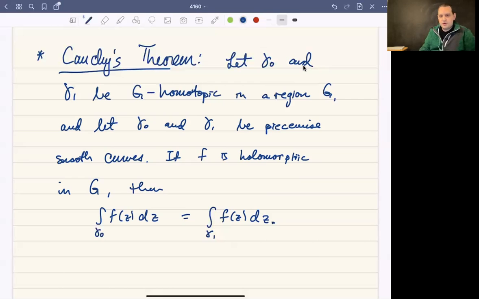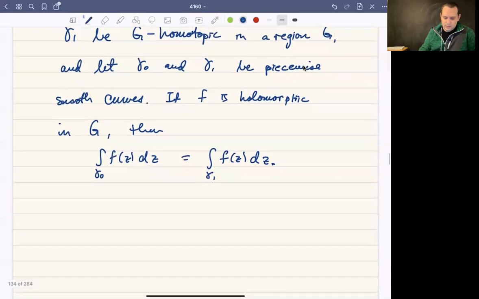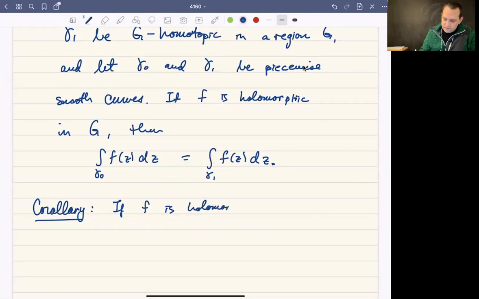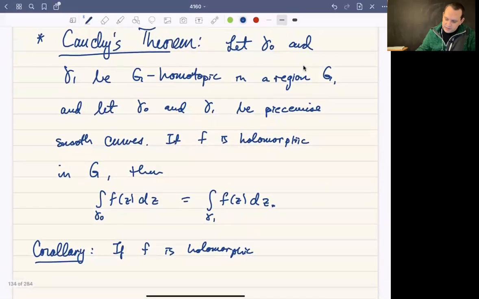And it has as a corollary the following consequence. So I'll call this a corollary. Sometimes this corollary, somewhat confusingly, is also called Cauchy's theorem because this is oftentimes the version of it that gets used. But what the theorem says is the following. If f is, so same assumption on the function f, but if f is holomorphic, so it's going to be the same setup in G.